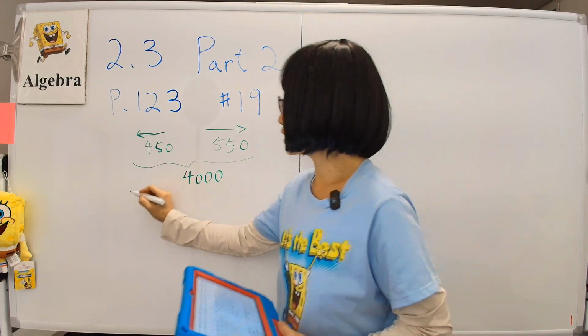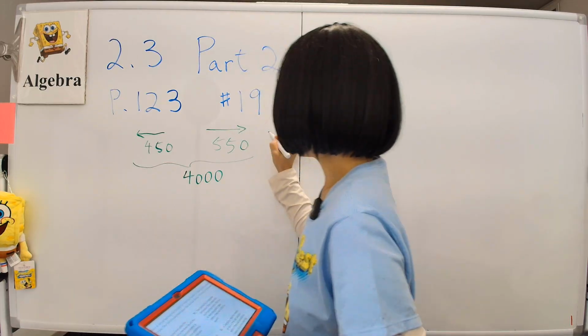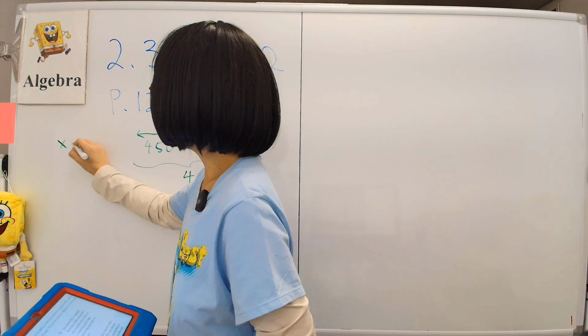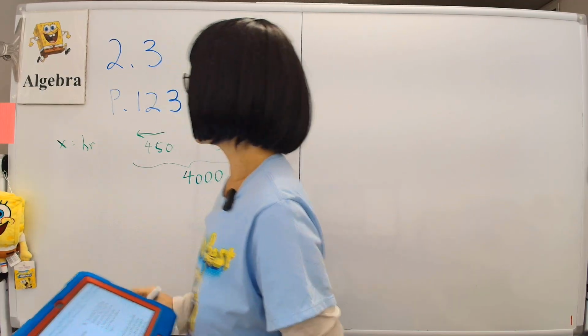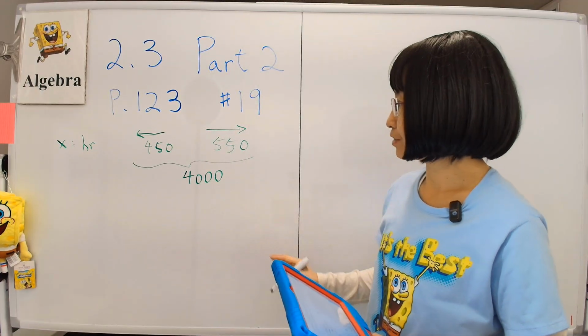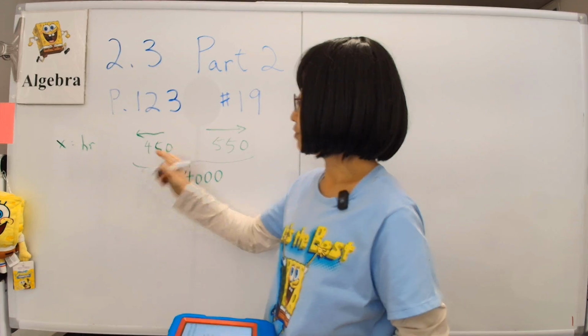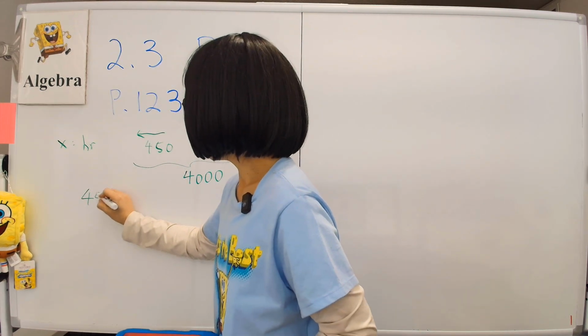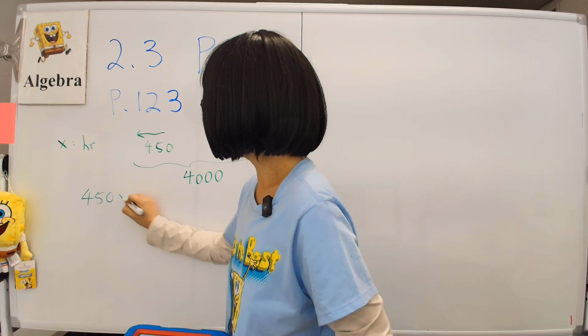So we'll let x be the hour that they are going to fly. X is the number of hours that they will fly so that they become 4,000 miles apart. So the first plane is traveling at 450 times x hours. That's how far the first plane traveled.